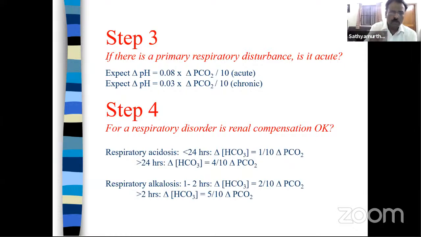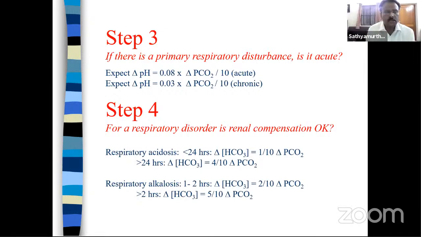Before going on to this step, in the Boston rule there are a few things we should remember. Normal pH is 7.40; for all calculations, use 7.40 as normal. Similarly, your PCO2 is 40, and your bicarbonate is always 24. These are the single numbers we use for calculation.